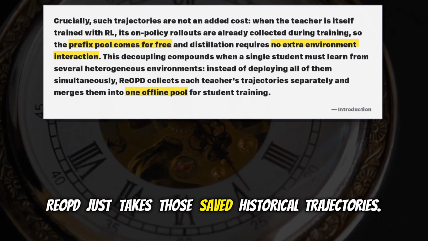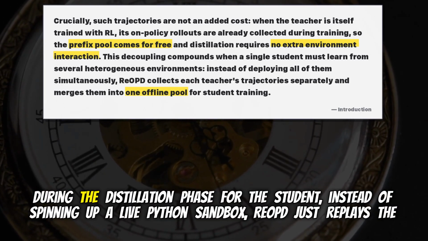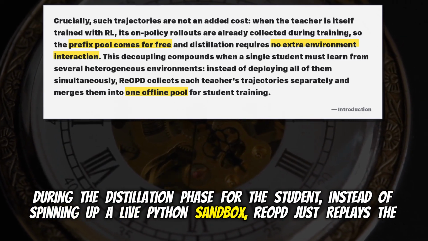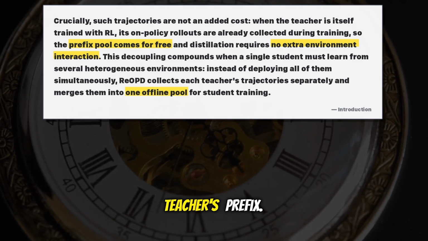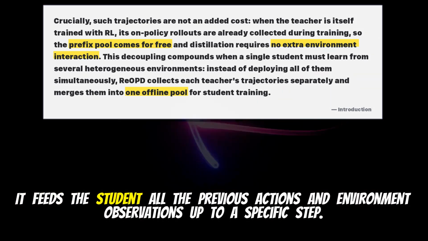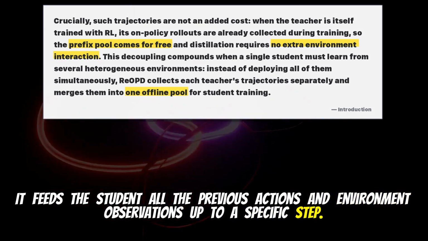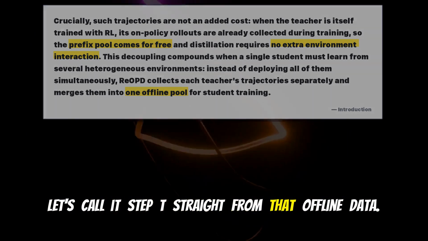ReOPD just takes those saved historical trajectories. During the distillation phase for the student, instead of spinning up a live Python sandbox, ReOPD just replays the teacher's prefix. It feeds the student all the previous actions and environment observations up to a specific step, let's call it step T, straight from that offline data.